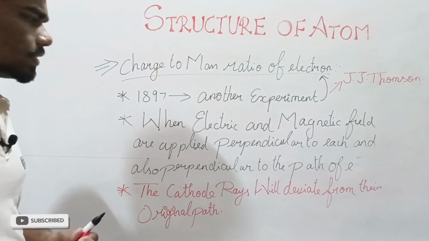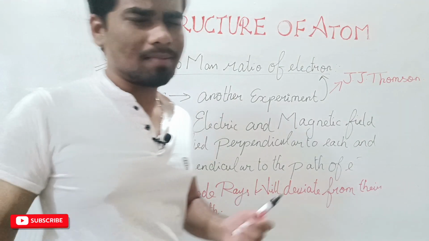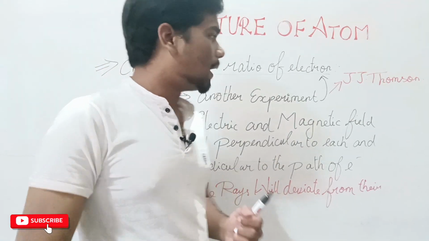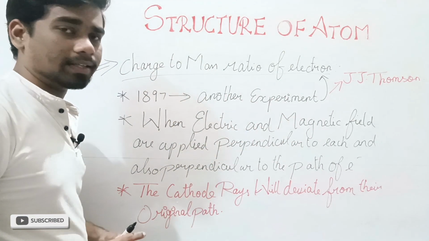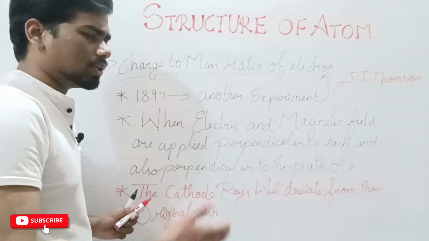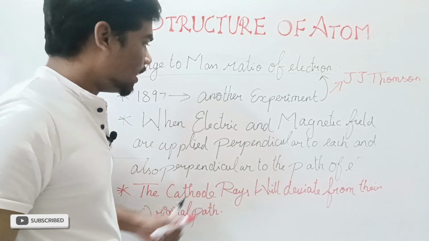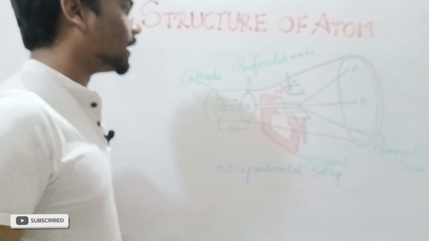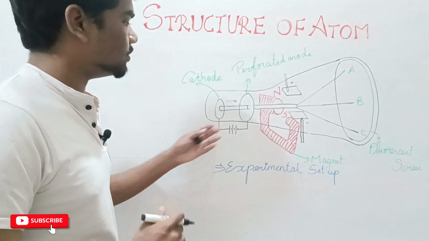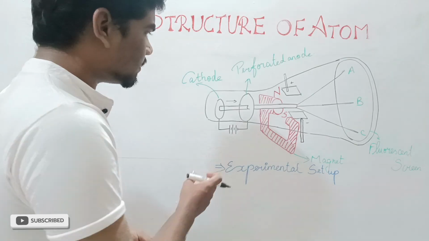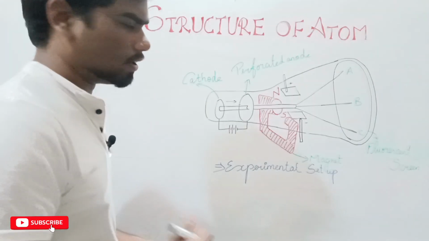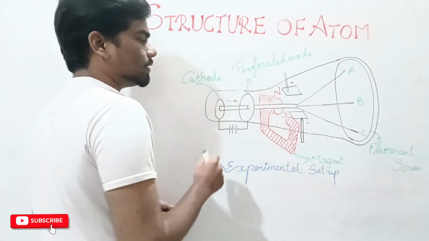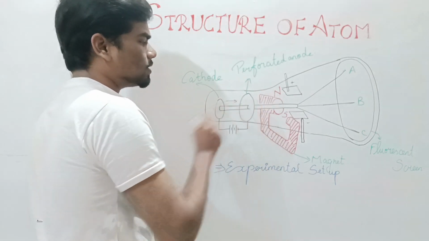So my dear friends, you may be getting some questions in your mind like how it will be possible. So I will draw the experimental setup of this experiment so that you can easily understand it. Let me draw it here. My dear friends, this is the experimental setup made by J.J. Thomson. The same setup that he used for discovery of electron, but the change is that here this anode is perforated, which means it has some holes within it.